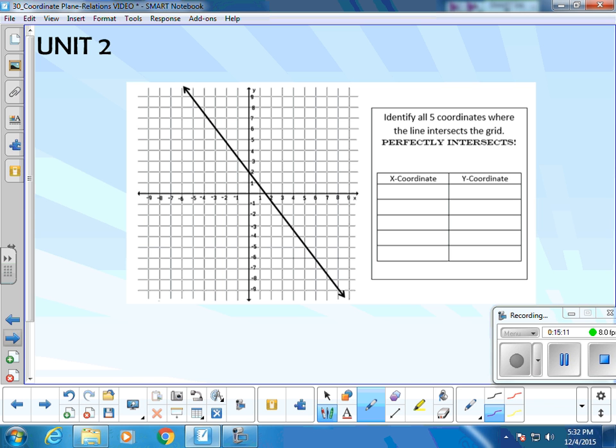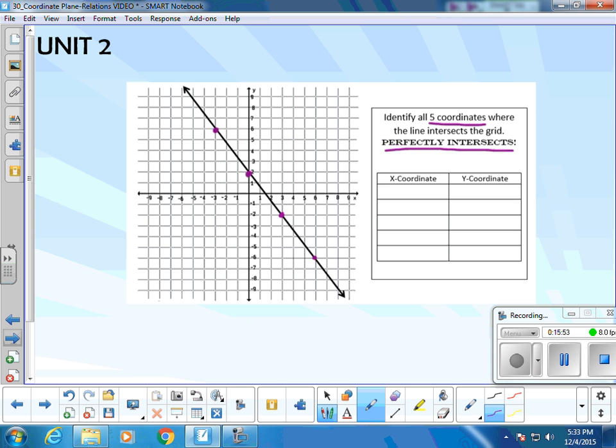This one says identify all 5 coordinates where the line intersects perfectly. And I have to apologize because there's one that's not perfect. But I'm going to look at this and say, okay, where is it perfectly intersecting on the grid? I can see it perfectly intersects right there. I'm going to start there and then look up my line and see where else it's intersecting. It intersects right there, and then right here at that point, and it intersects right here.